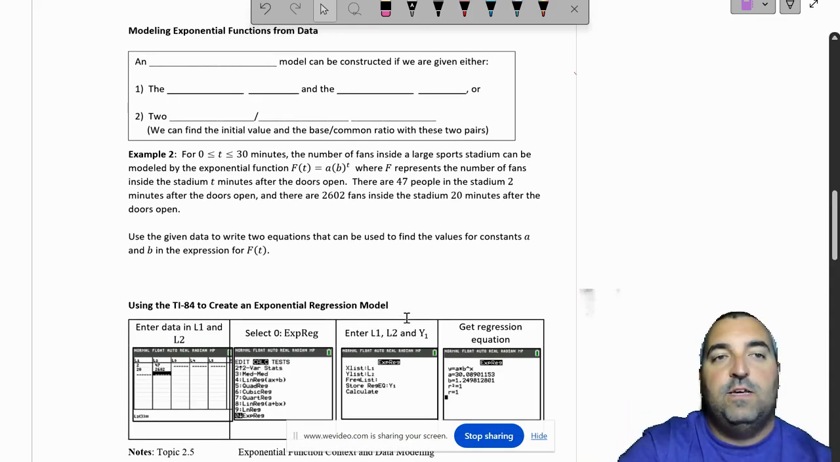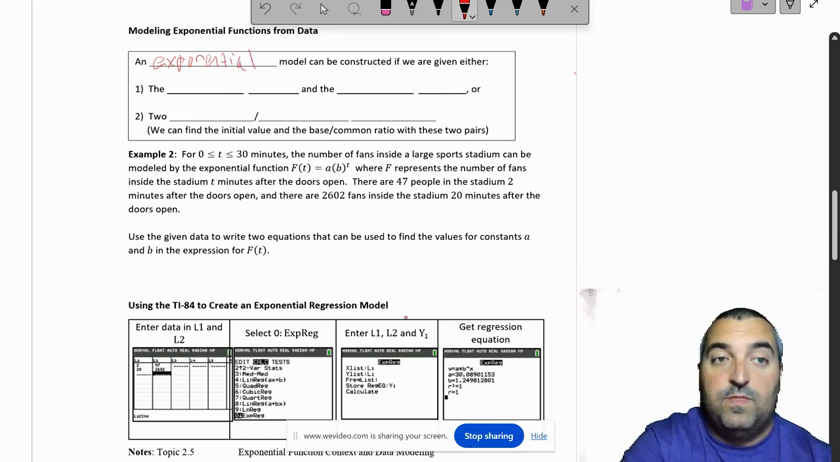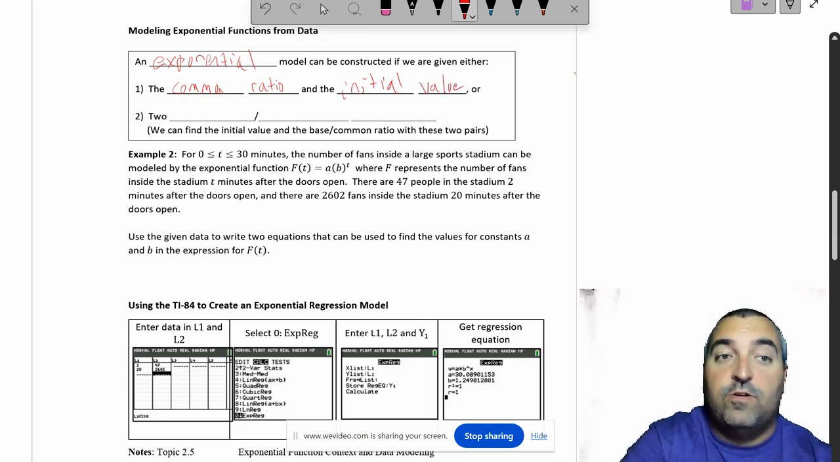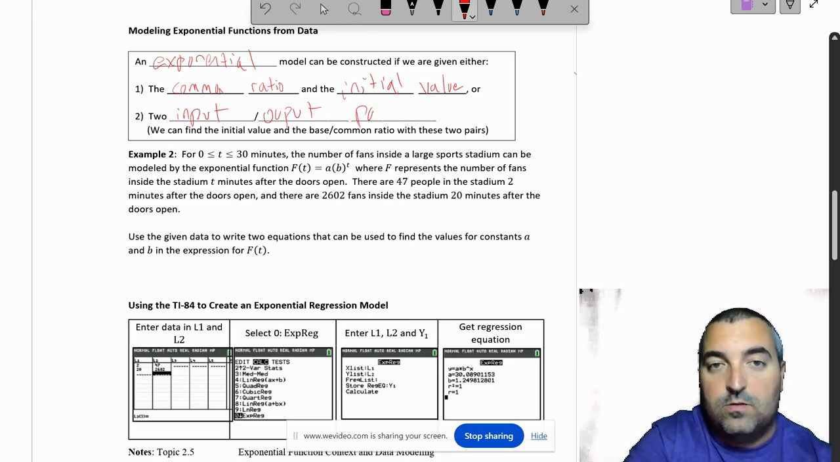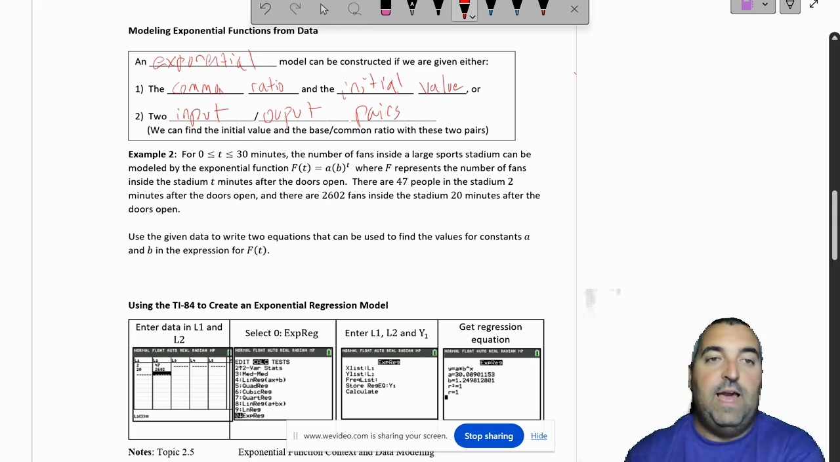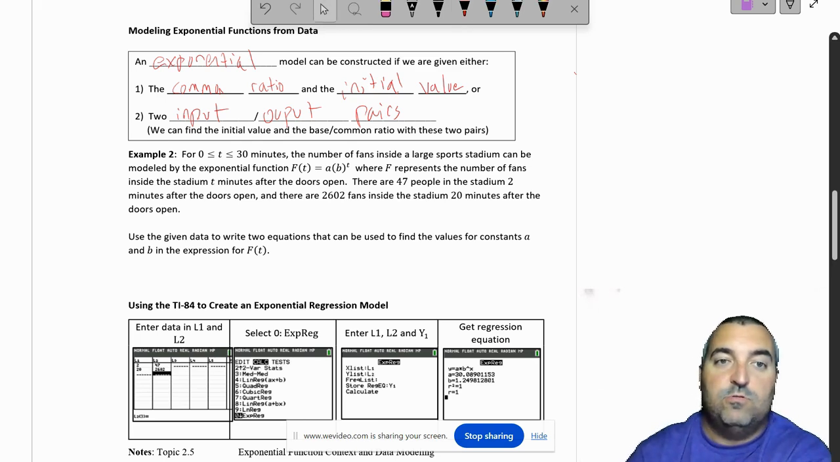So first thing, modeling exponential functions from data. An exponential model can be constructed if we are given either the common ratio and the initial value. If you're given those, you are golden. But if you are not, you could also be given input-output pairs, two of them at least. And that would be enough to then create an exponential model.